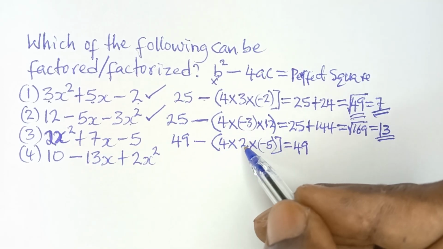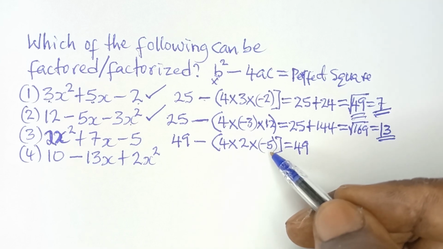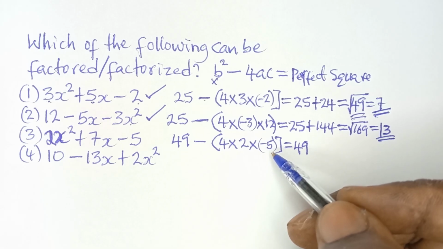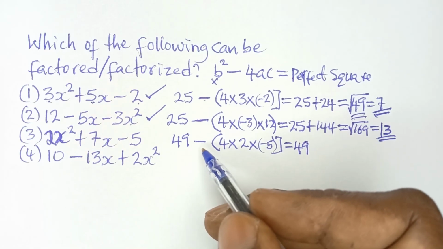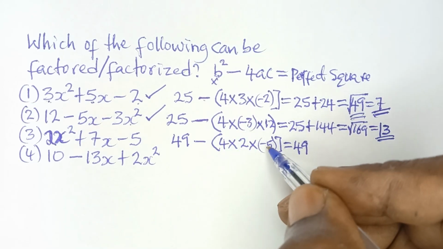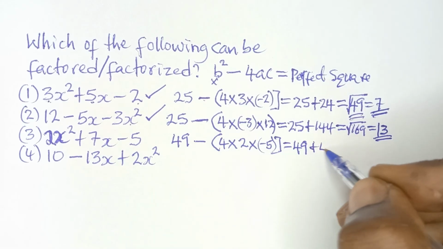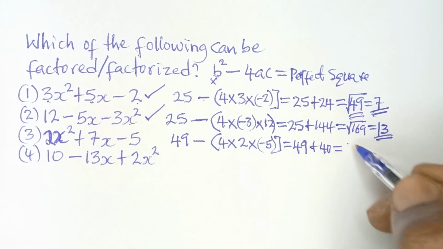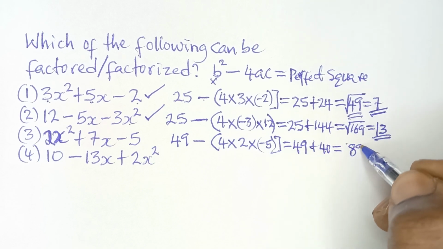So I have 49. Then 4 multiplied by 2 is 8. 8 multiplied by negative 5 will give me negative 40. And then I have a negative sign here, which will finally mean a positive value. So negative 40 multiplied by this negative sign becomes positive 40. And 40 plus 49 is 89.